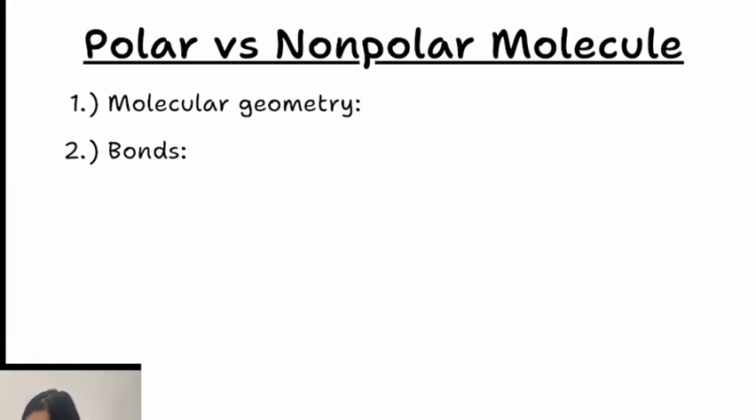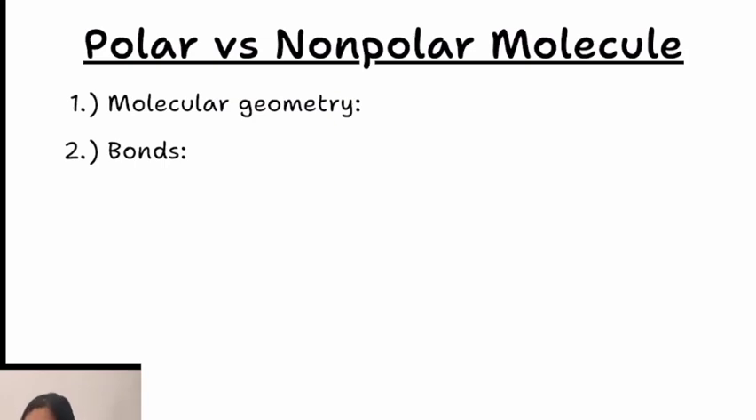Okay, next, let's compare polar versus nonpolar molecules. Because we learned VSEPR, we know the three-dimensional structure or shape of a molecule. Based on this three-dimensional shape, we can determine if a molecule is polar or nonpolar. There are two criteria that we take a look at. The first one is molecular geometry, the three-dimensional shape, and the second one is the individual bonds.